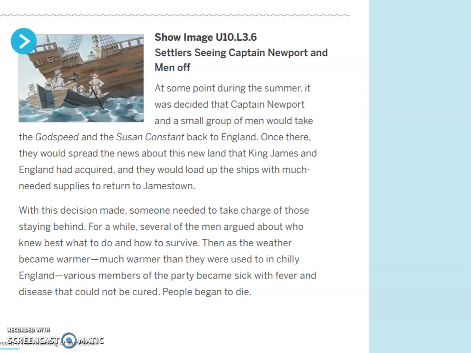For a while, several of the men argued about who knew best what to do and how to survive. Then, as the weather became warmer, much warmer than they were used to in chilly England, various members of the party became sick with fever and disease that could not be cured. So, people began to die.